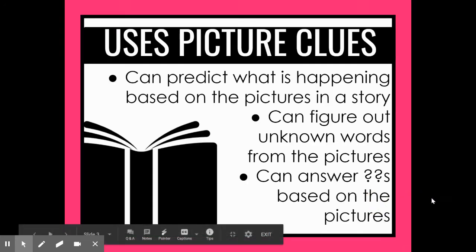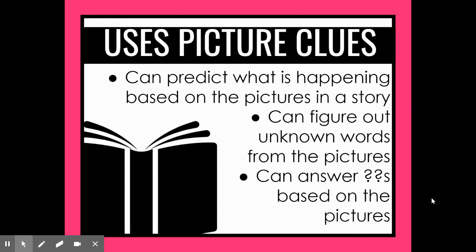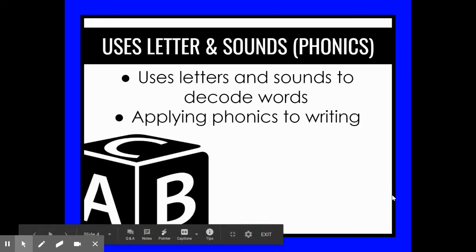So the first category on the report card is uses picture clues. So this is your child can predict what's happening based on pictures in a story. They can figure out unknown words. If they are having trouble sounding it out, they can look at a picture to help them figure it out. And they can answer questions based on pictures.